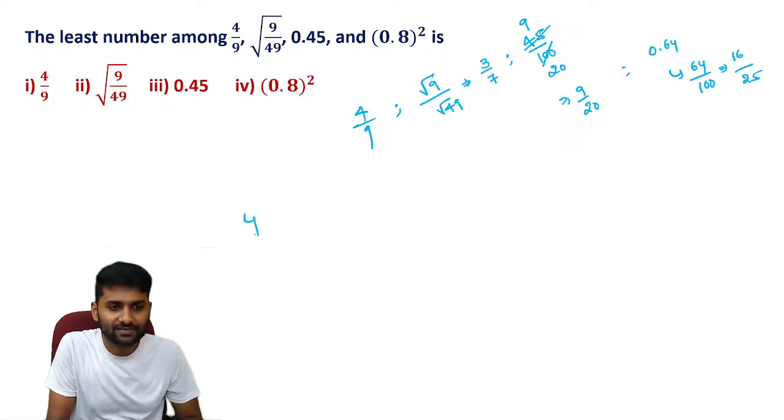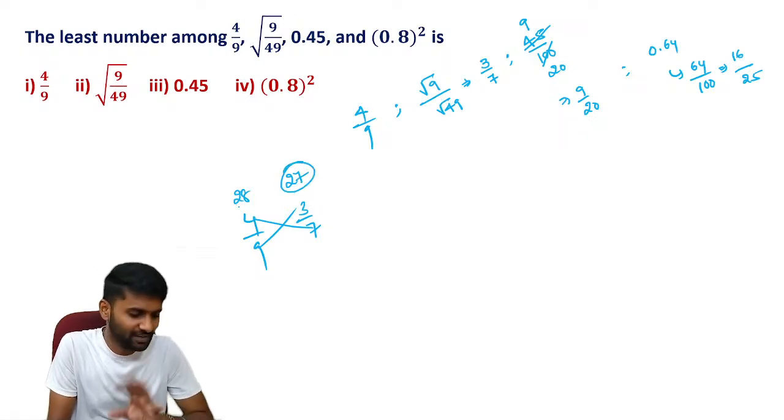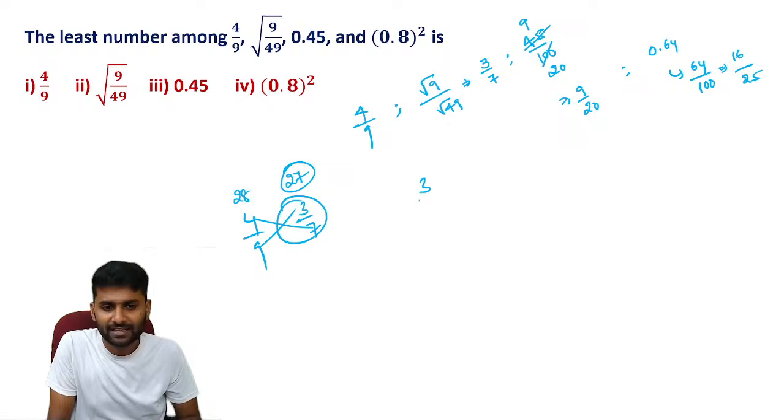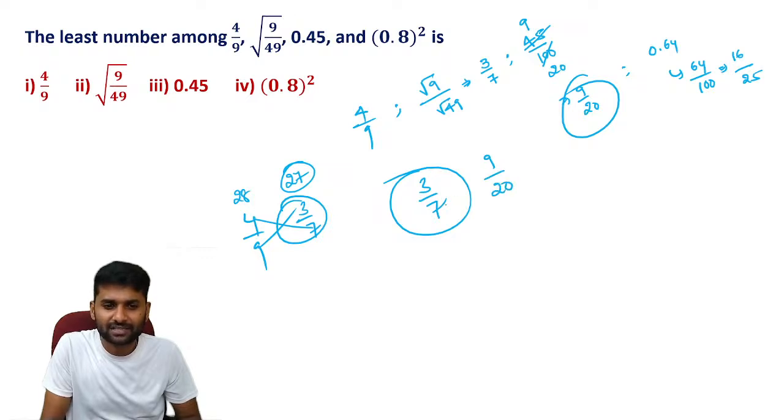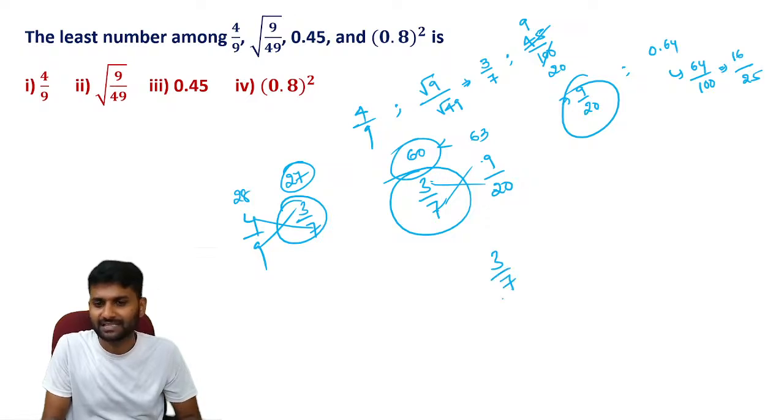Let's compare 4 by 9 and 3 by 7. Out of these two, which one is the least? 7 fours are 28, 9 threes are 27. So 27 is the smaller number, and compared with 28, 3 by 7 is the least. Next, compare with 9 by 20. Just cross multiply again: 3 into 20 is 60, 9 into 7 is 63. So 60 is less than 63, and 3 by 7 is still the least.